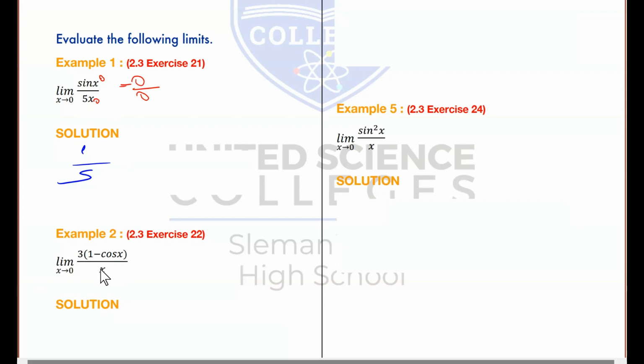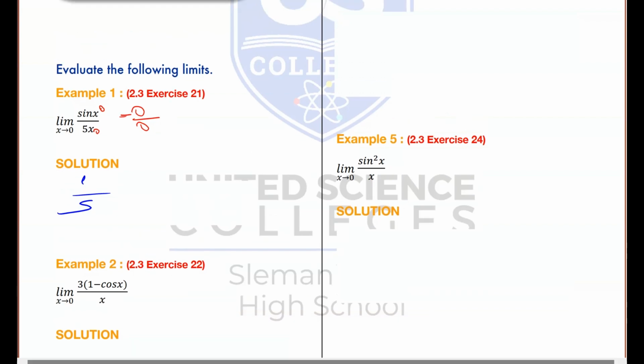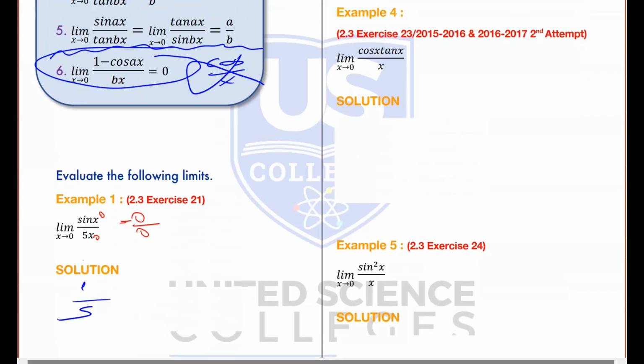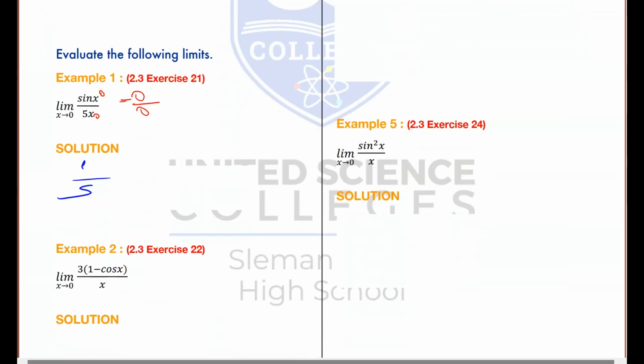Here I have another question, involves cosine. Remember the cosine rule. It wasn't only cosine over an x function. It was 1 minus cosine over an x function. So here I have 1 minus cosine x over x. But there is an extra number here. It's disturbing me. I want to get rid of this first. So let's move it out in front.